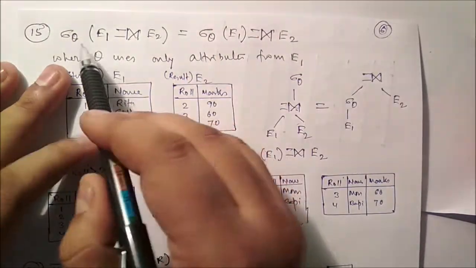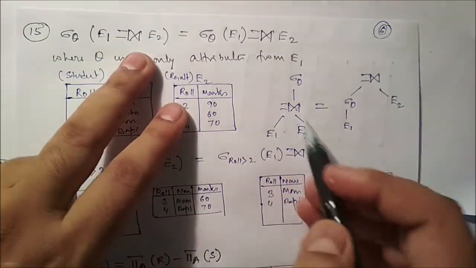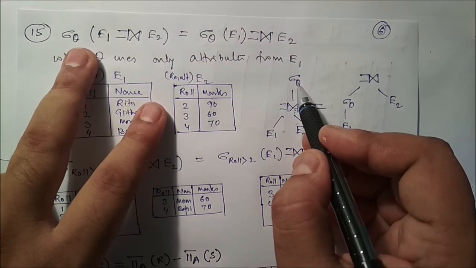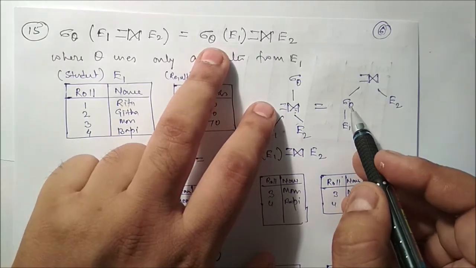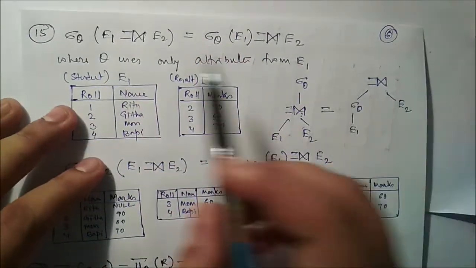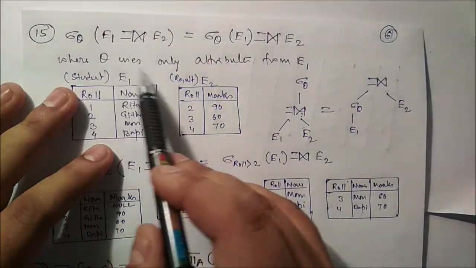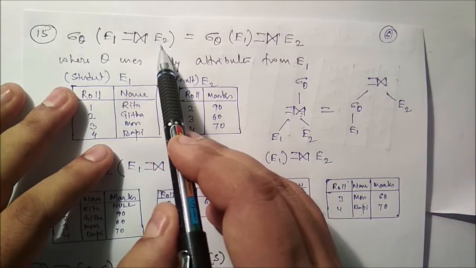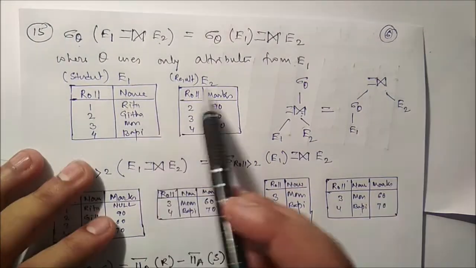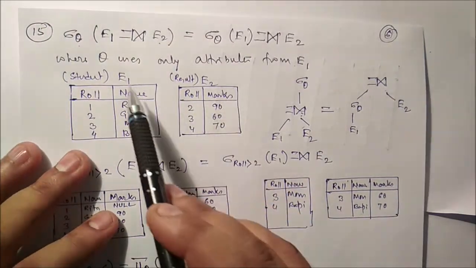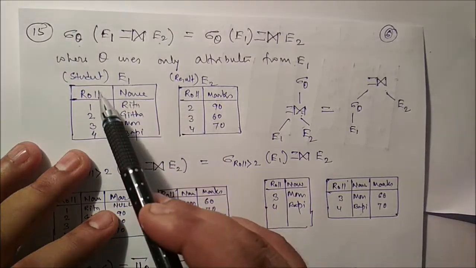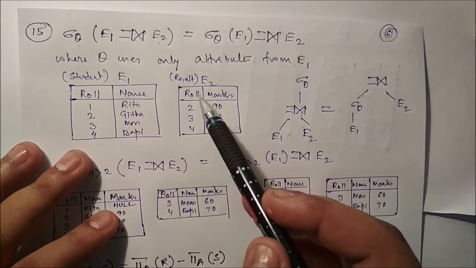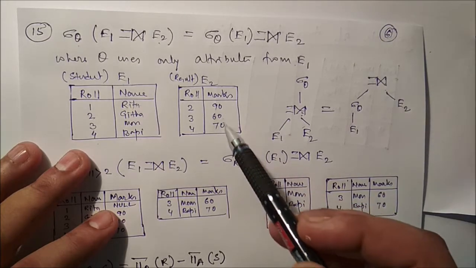Next, you can see here first apply the left outer join, and then apply the selection condition. Or what you can do, first apply the selection condition, then apply the left outer join, and we have to check whether they are equivalent or not, where theta uses only attributes from E1. So theta uses only attributes of E1, it is not associated with E2. We have two tables, E1 and E2, student and result. E1 has roll number 1 2 3 4, names Rita, Geeta, Moon and Bapi. E2 has roll number 2 3 4, marks 90 60 and 70.